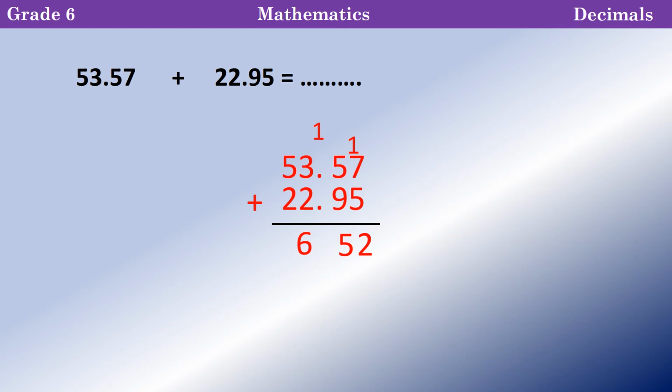Then we add the numbers in the tens place. 5 plus 2 is 7. And the decimal point is kept at the same place. So, the value is 76.52.